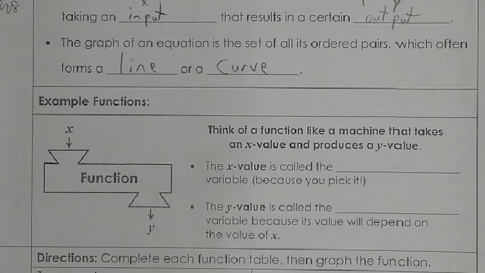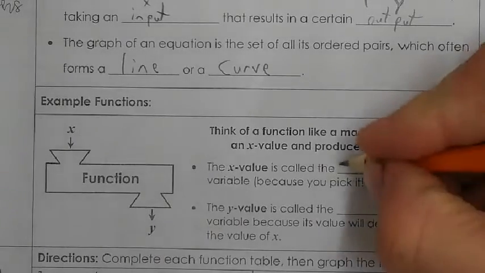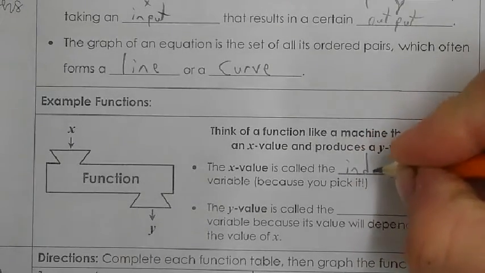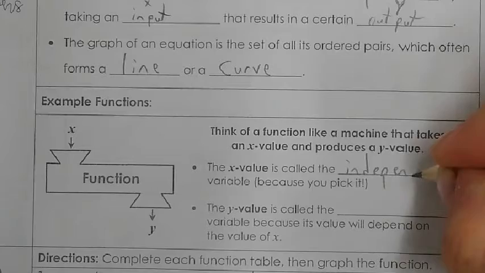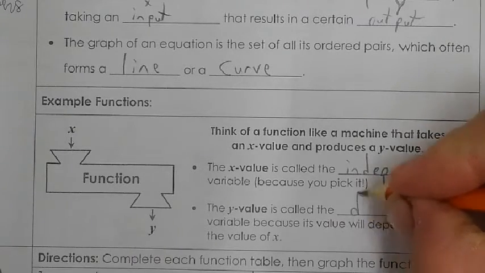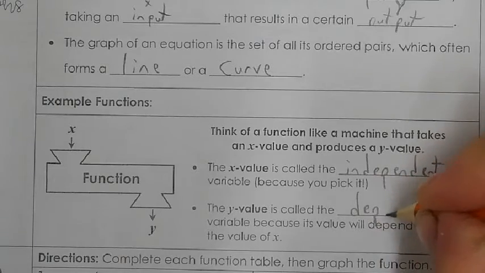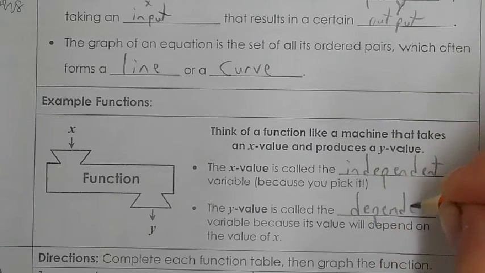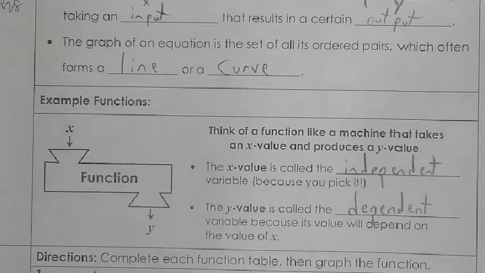But you think of a function like a machine that takes an x value and produces a y value. So the x value is called the independent variable. And that means the y is then called the dependent variable. And the reason why the y is the dependent, it depends on what the x is to get the answer.